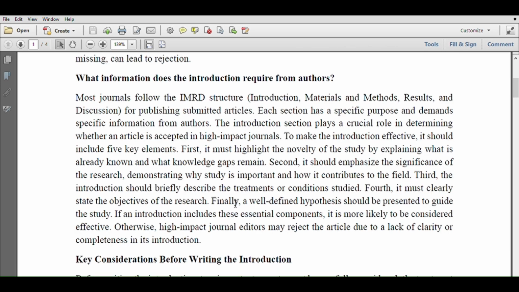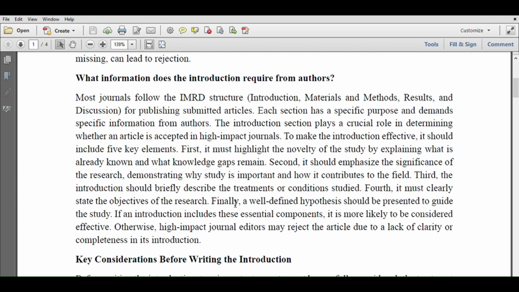Most journals follow the IMRD structure: introduction, materials and methods, results, and discussion, for publishing submitted articles. Each section has a specific purpose and demands specific information from authors. The introduction section plays a crucial role in determining whether an article is accepted in high-impact journals. To make the introduction effective, it should include 5 key elements.